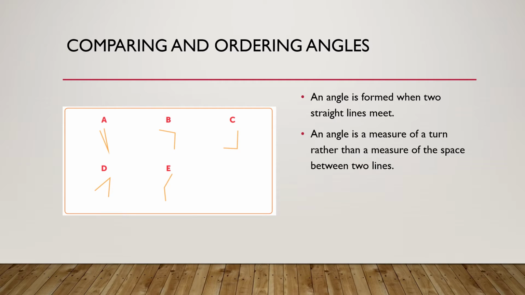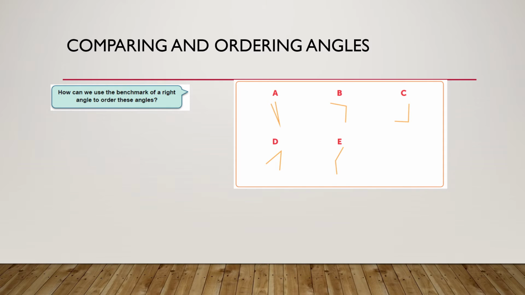And a right angle, which you should remember from your work in year 2, is formed when two perpendicular lines meet. That means they make an L shape or a capital T shape, if you like, having that sort of square that you can draw between two lines. Now, how can we use the benchmark of right angle, remember it's like an L shape, to order these angles?